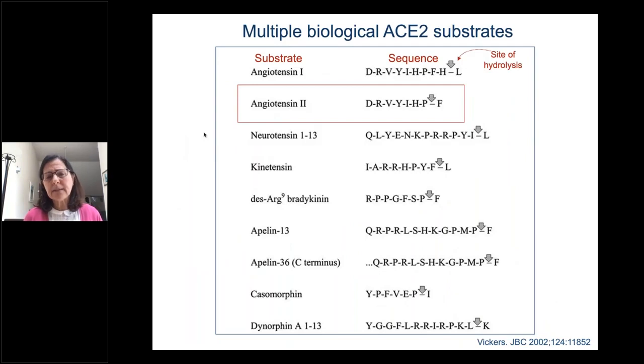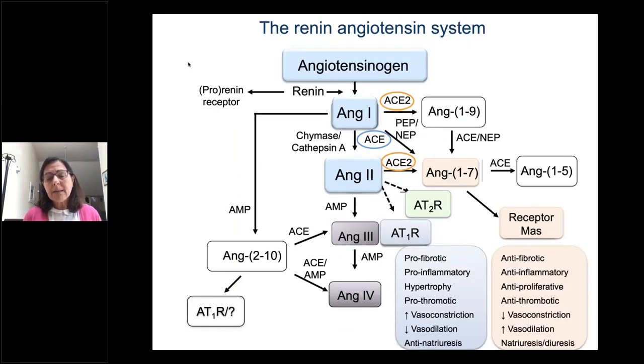As was mentioned previously, there are many biological substrates that have been identified for ACE2. And we can see some of these substrates that have actually been identified. But the one that is most important and most potent with respect to substrate enzymatic activity is angiotensin 2, resulting in its cleavage and the production of angiotensin 1-7. Now, as I mentioned, we cannot look at angiotensin converting enzyme 2 and its product angiotensin 1-7 without appreciating its place within the renin-angiotensin system.